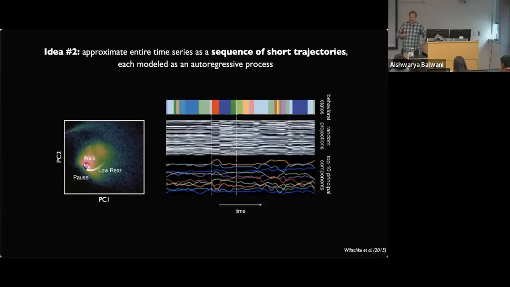So the second key idea is, if we can model a short trajectory as a linear system, maybe we can model an entire video, i.e. many hundreds or many thousands of frames of video, as a sequence of short trajectories. And that's what we call these behavioral states here. So a transition from red to blue to yellow corresponds to a particular path through this PCA space, maybe walking, pausing, and then rearing up on the hind legs.